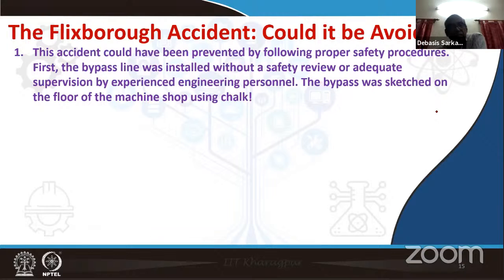In fact, it is not appropriate to say that the bypass assembly was designed. It was not a design at all. The bypass was sketched on the floor of the machine shop using a chalk. So no design formalism was adopted, because they didn't know that the services of experts were required here.